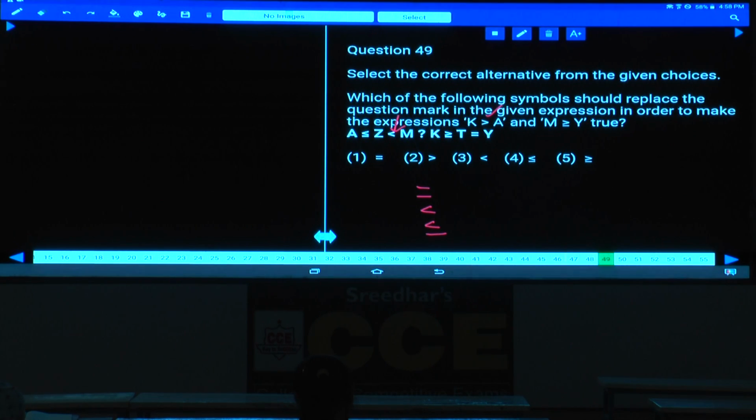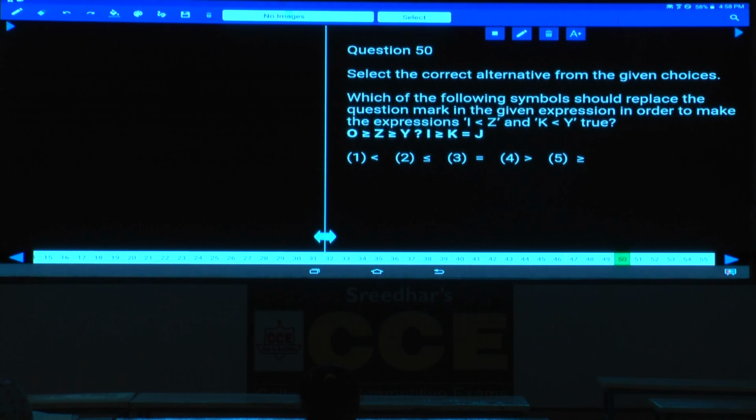Then coming to this one, M and Y. M is here and Y is here. Now between these two, which symbol should be there? Either equal to or greater than or equals to. These are the only 2 symbols. Out of which can greater than be happening here? Greater than cannot be here because greater than cannot be in any one of these places. Similarly, lesser than or equals to cannot be here. Lesser than cannot be here. Then what is the symbol which is common? Only equal to must be there. That is choice 1. Question number 49, choice 1 is the answer.